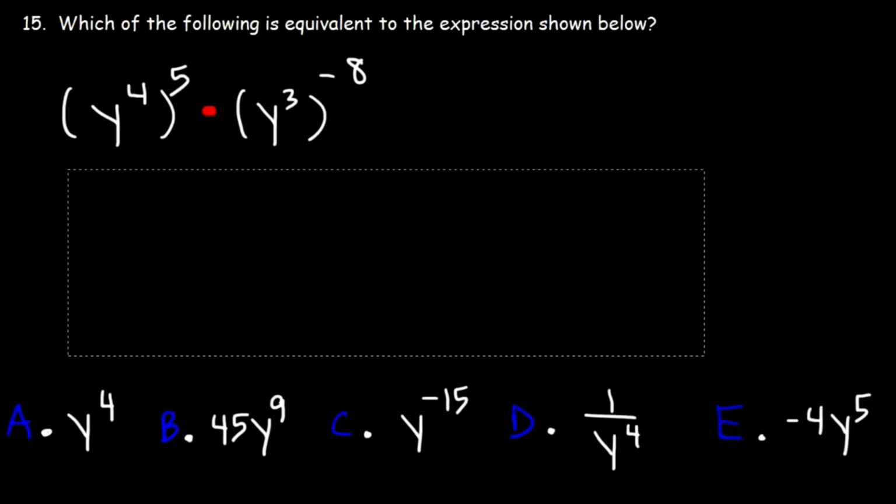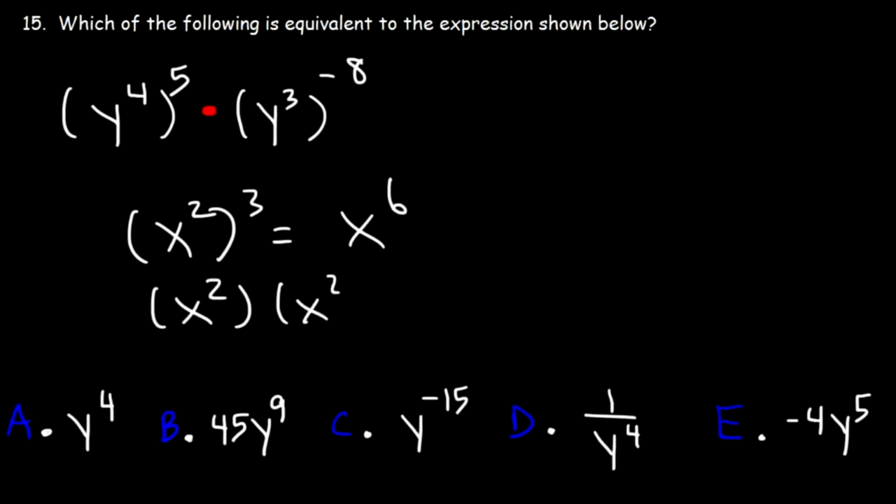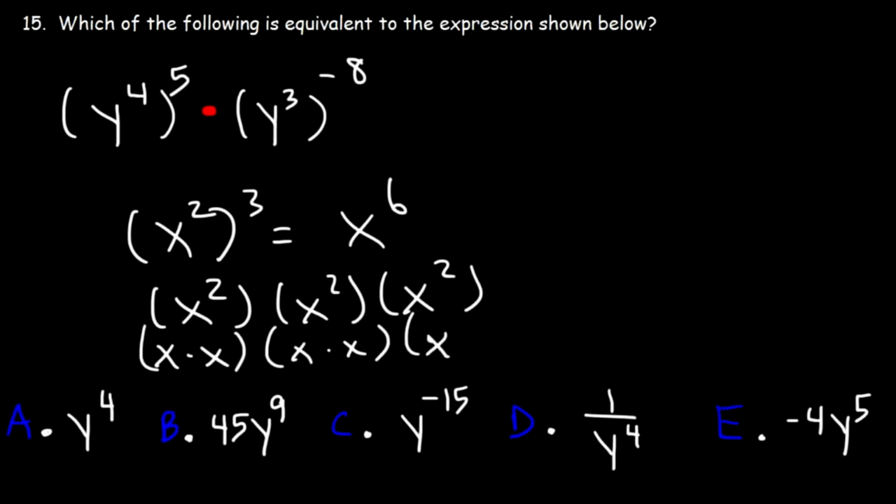Now what about this one? Why is it that x squared raised to the 3rd power is x to the 6th? Why do we multiply 2 times 3 to get to 6? X squared raised to the 3rd power means that you have 3 x squared values multiplied to each other. And each x squared represents 2 x values. So therefore, we have a total of 6 x values being multiplied, so it's x to the 6.